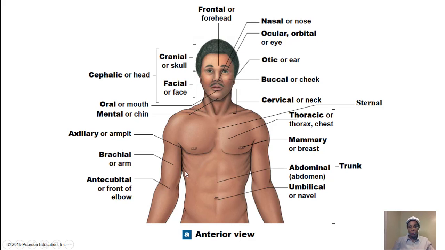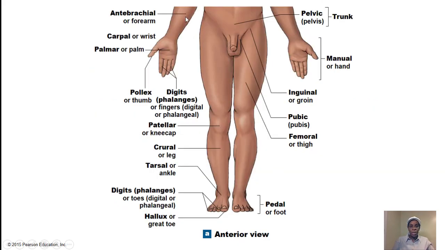Some people call it cubital. Then I come inferiorly, look at the antebrachial here. The wrist is carpal, right? The palm of the hand is palmar. The thumb is pollex, and the digits are digital, phalangeal.